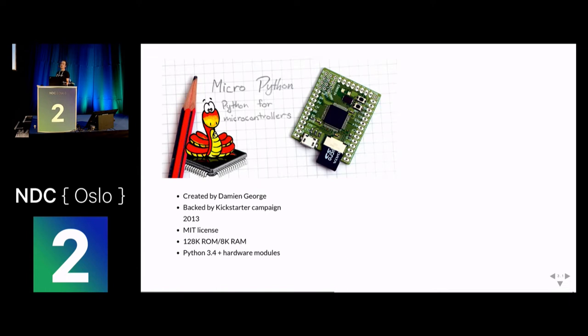The minimum implementation runs on 128K of ROM and 8K of RAM. You could get it down to 4K of RAM, but you wouldn't be able to do many meaningful things with it. It implements Python version 3.4. Most of the standard library has already been written in MicroPython, either completely rewritten or ported. It also has some modules for dealing with the hardware. So you see the pins there. So there are some modules for getting information in and out of the pins.